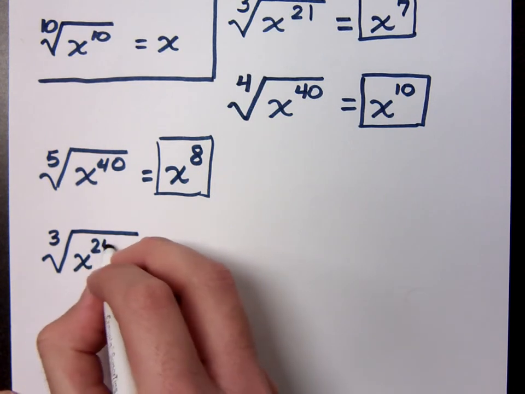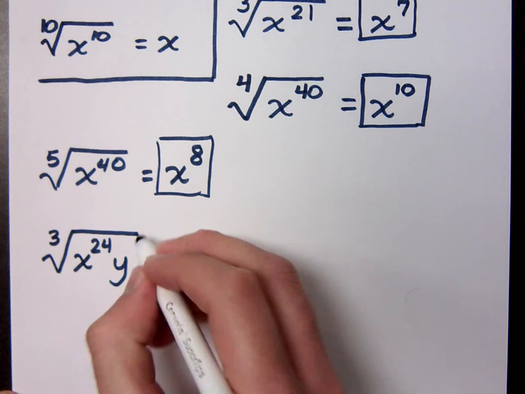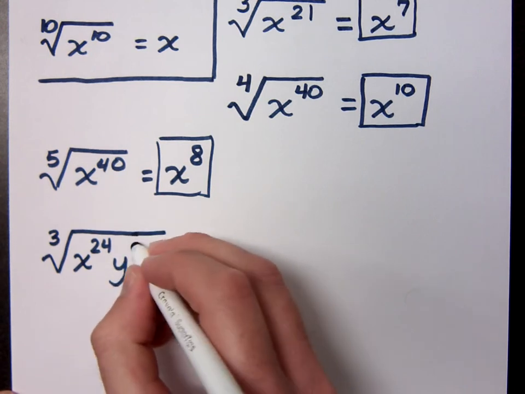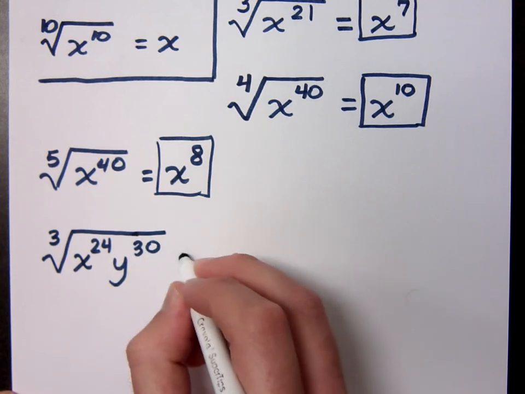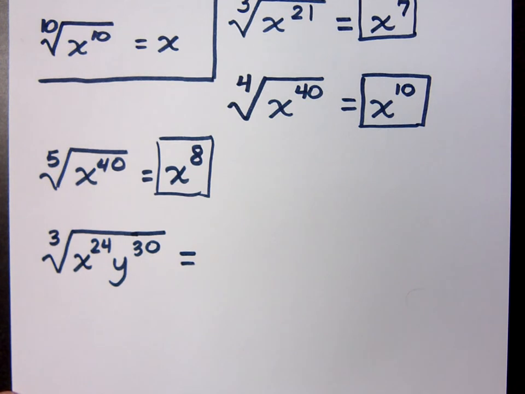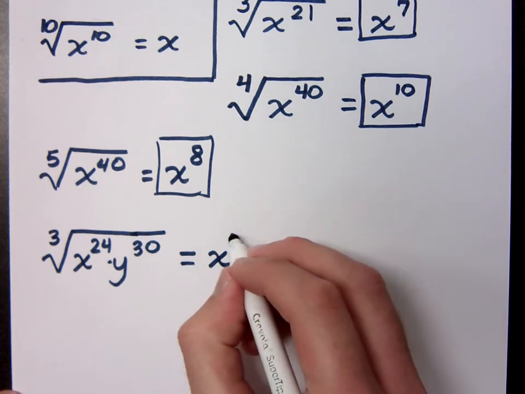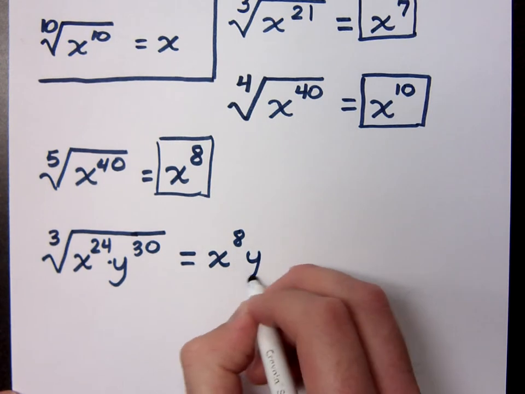Let's do the cube root of x to the 24th, y to the 30th. I'm going to make it a little interesting. This is great because there is multiplication here. What do you think you would say? X to the 8th, y to the 10th.